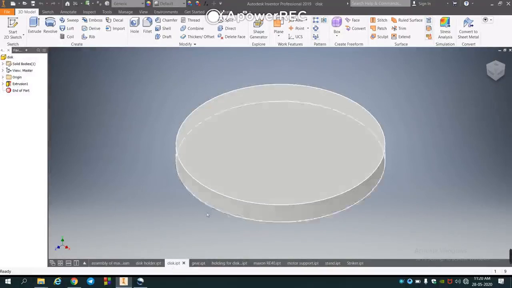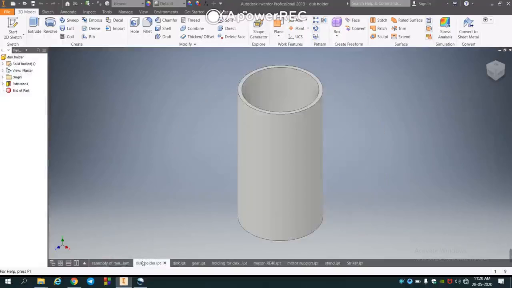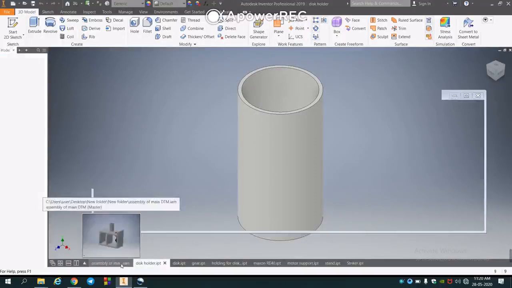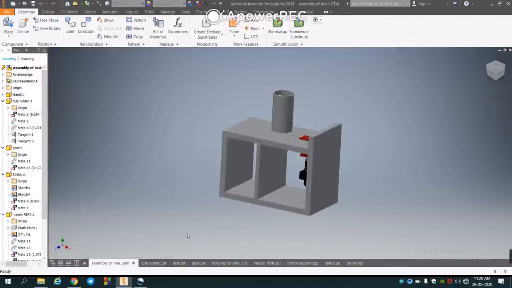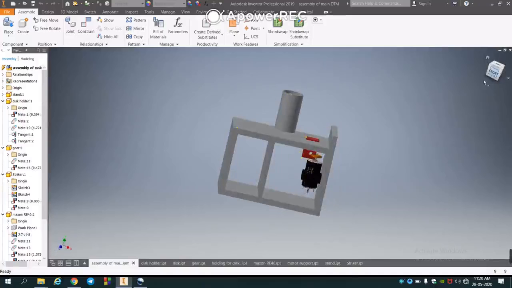This is a disc which we are going to launch. This is a disc holder in which we are going to fill all the discs. Now let us come to the assembly part. This is our entire model of the disc launching machine. This is a motor which we have connected here. This is the gear and this is the striker. This is the disc holder in which all the discs are filled.